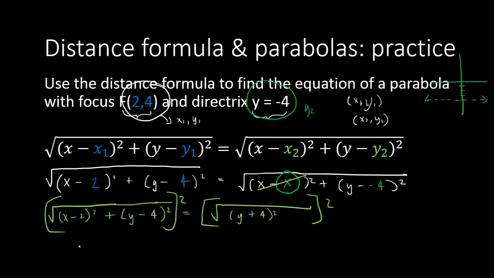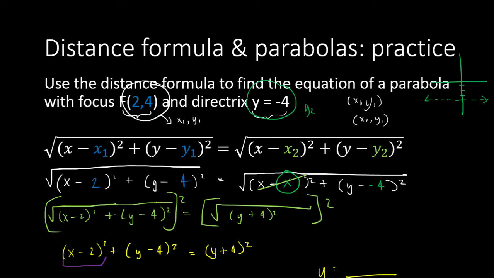When I do that, my square root symbols drop, and I'm left with (x minus 2) squared plus (y minus 4) squared equals (y plus 4) squared. Great. Now, let me tell you this. The goal of our solving here is to get this equation in the form of y equals blank. So we're solving for y. Now, if I'm solving for y, do I care about what x is? No, I don't. So I'm going to expand this equation, but I'm going to kind of ignore x. There's no point in me expanding this x term because, again, I don't care about x.